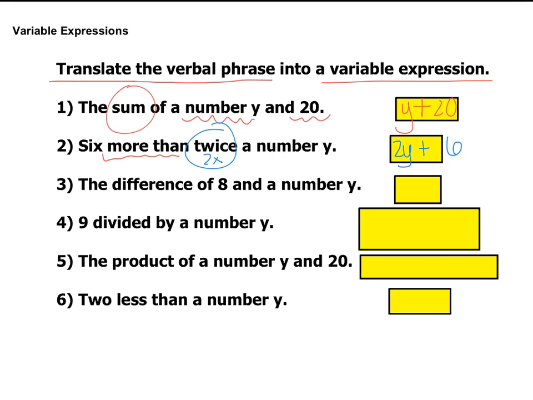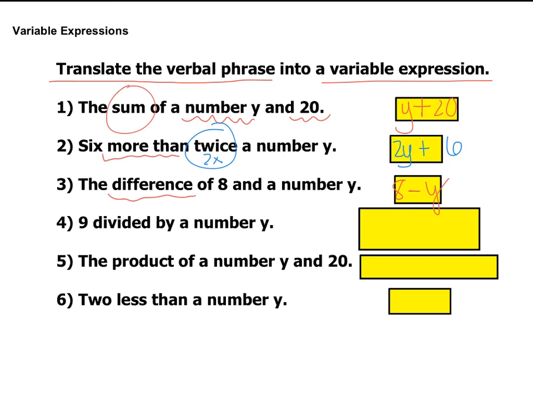Number 3, the difference of 8 and a number y. Do you hear that key word? Difference. Difference means subtraction. Now we got to think carefully when we subtract. Order is important. It says the difference of 8 and a number y. That means 8 minus y. Now, I want you to pause the video and I want you to read 4, 5, and 6. What are the key words that you hear? And then I want you to try to write those variable expressions.